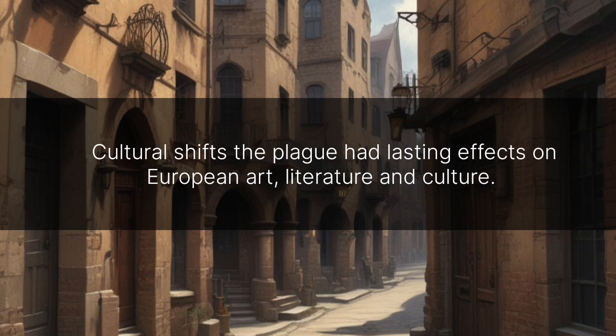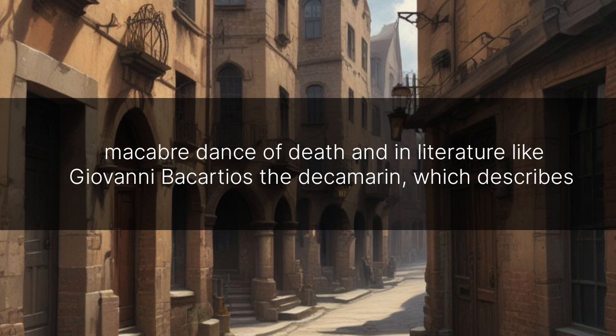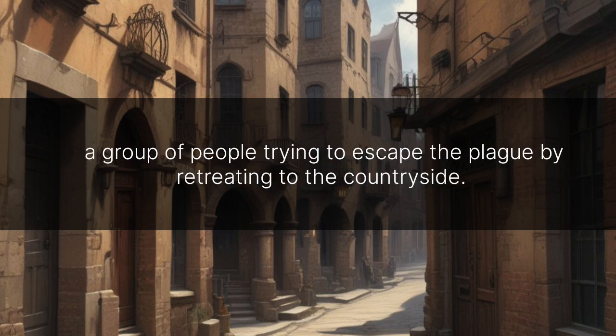Cultural shifts. The plague had lasting effects on European art, literature, and culture. Themes of death and the macabre became prevalent, as seen in works such as the Danse Macabre, the Dance of Death, and in literature like Giovanni Boccaccio's The Decameron, which describes a group of people trying to escape the plague by retreating to the countryside.